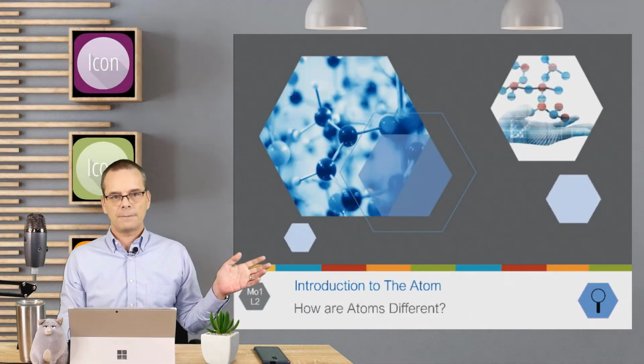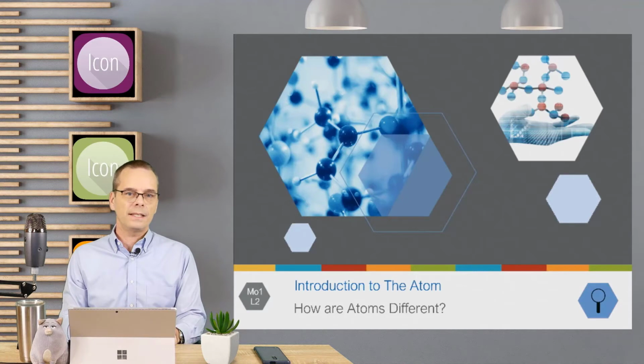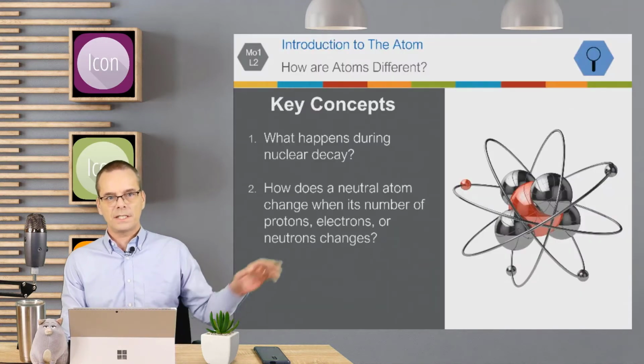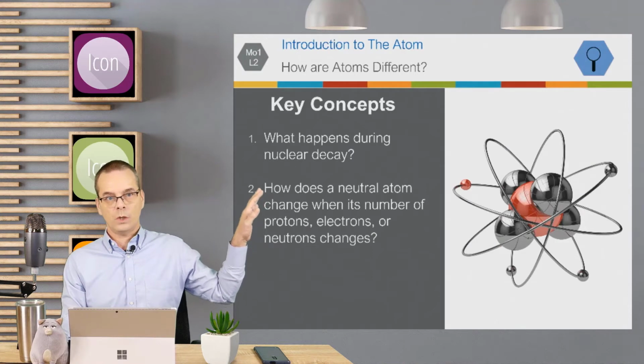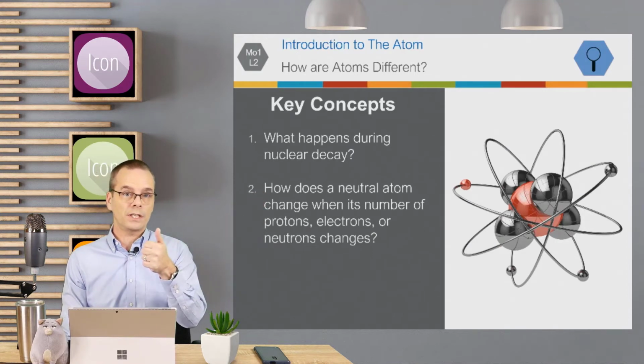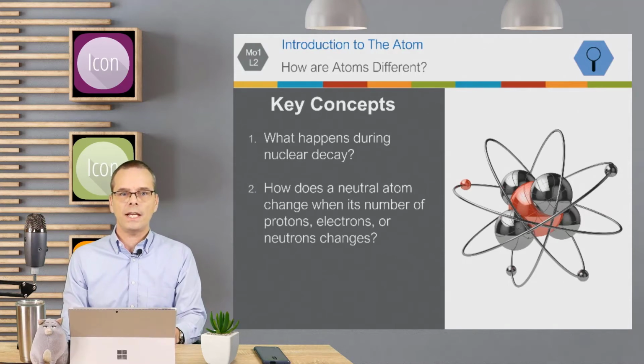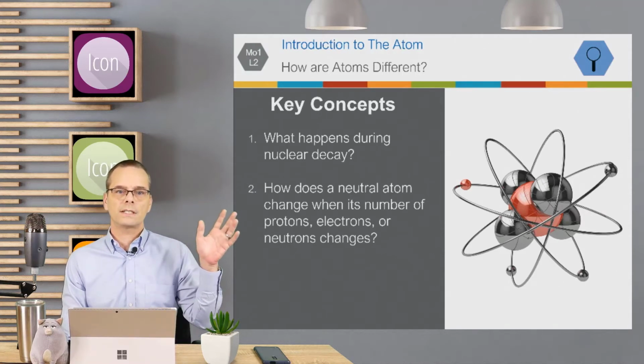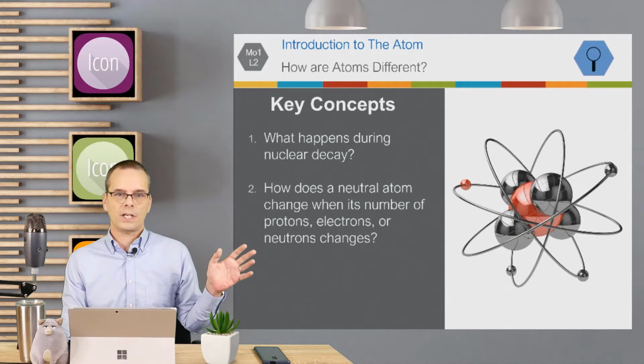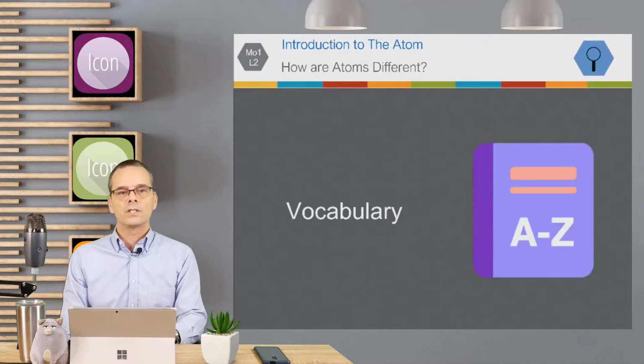Hello and welcome to the topic Introduction to the Atom. In this lesson, we're going to learn how atoms are different. Specifically, we'll learn two things: one, what happens during nuclear decay, and two, how a neutral atom changes when its number of protons, electrons, and neutrons change. So let's go over some key vocabulary.